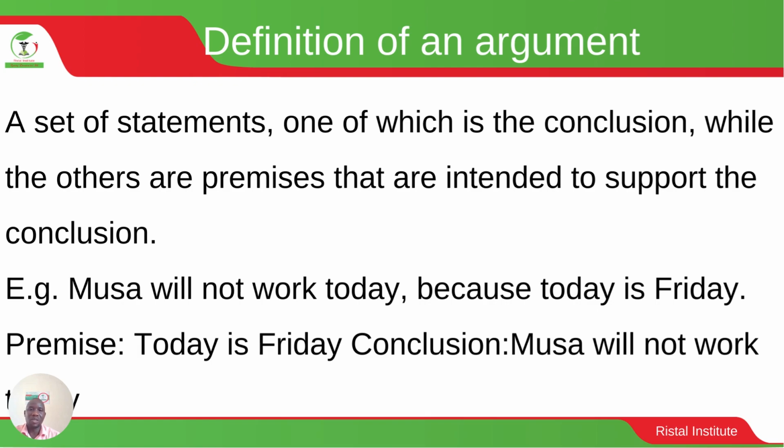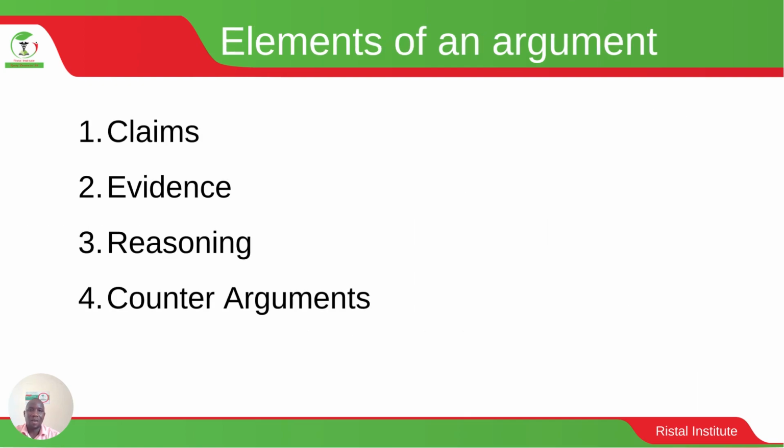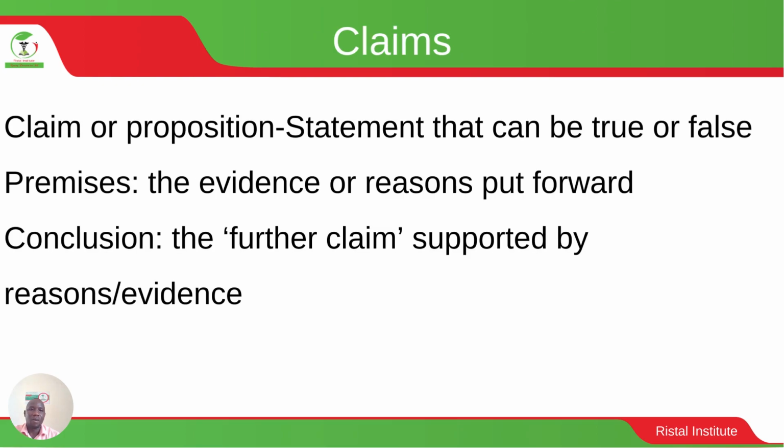And therefore, for every argument, there is at least a claim, and then the evidence for that claim, and then the conclusion. So we can talk about arguments having claims or propositions, and then the evidence, and then the logical reasoning part. And then we also have what we call counter arguments. So we'll look at this in detail.